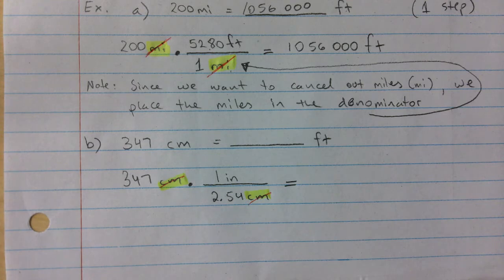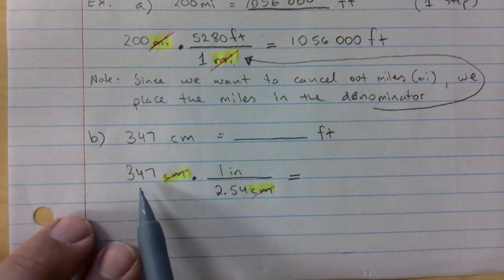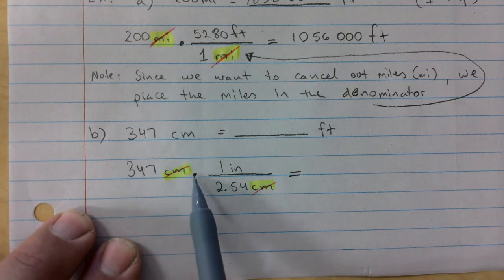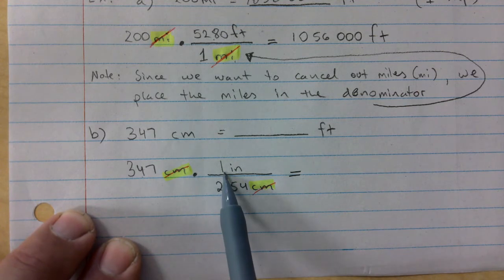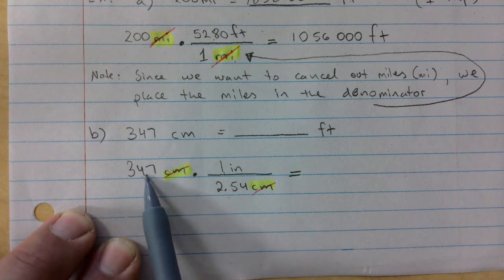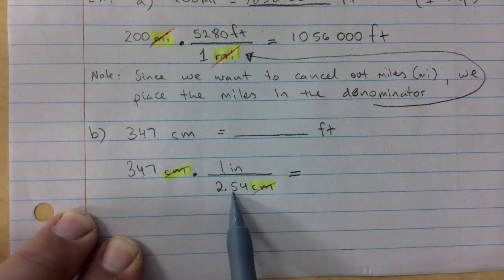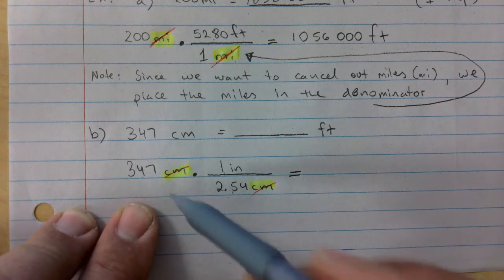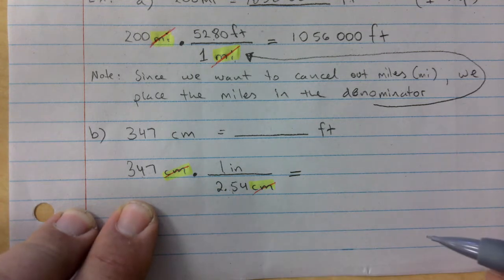Okay. What happens here? Watch this, folks. 347 times 1, which is 347, divided by 2.54. In this case, you're actually dividing 347 by 2.54. That's what's happening there.